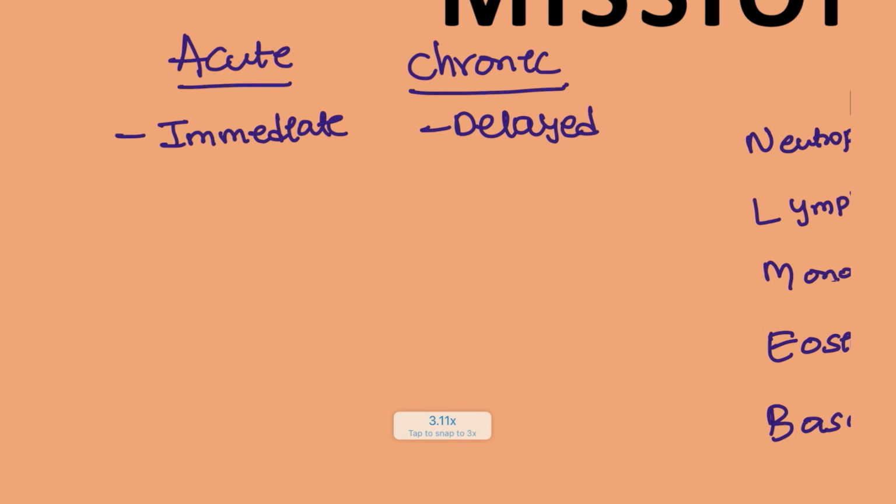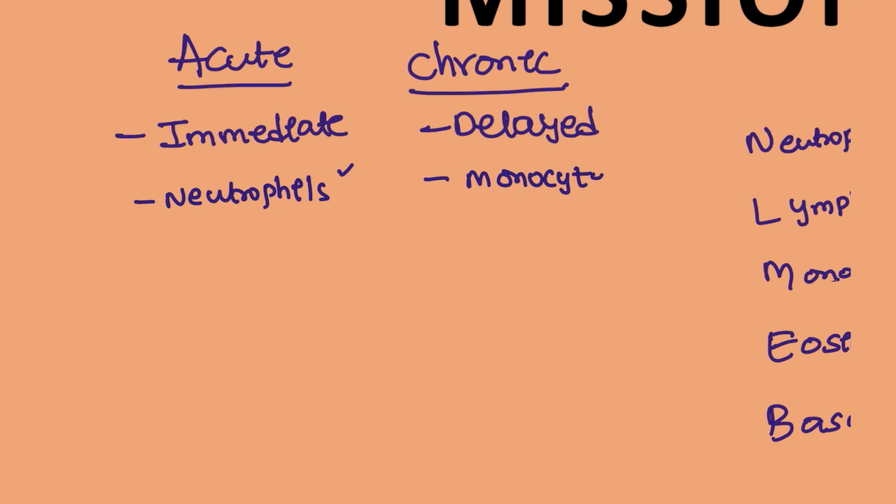So what components will be seen here? In the acute conditions, most of the time there will be neutrophils. This is the immediate response which will be coming. In the delayed type, there are no neutrophils because all the neutrophils are consumed here. So here you are going to have the second line, that is the monocytes. Monocytes will be coming here.